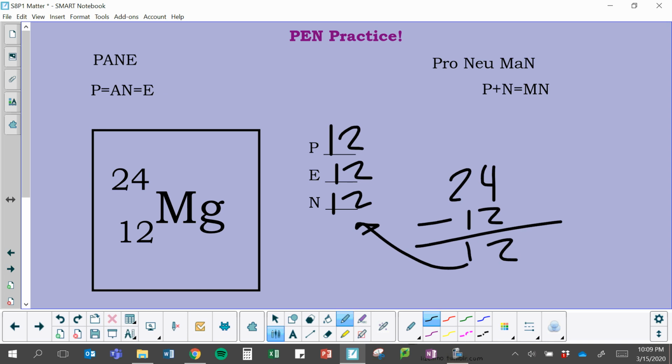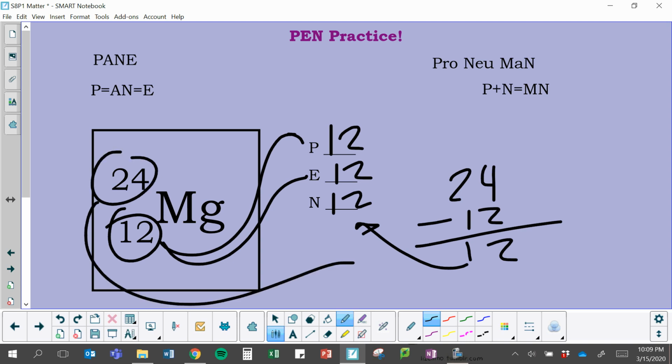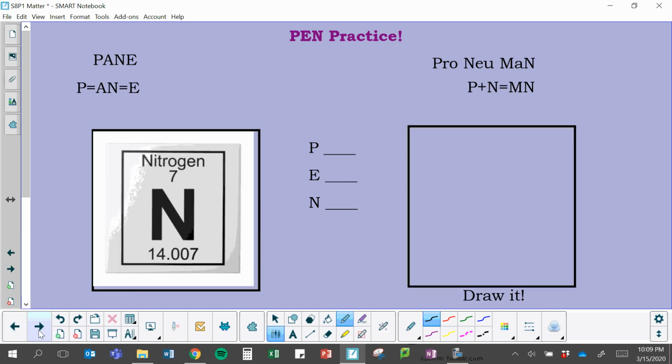Okay, so we're going to have 12. We use our smaller number again for our protons, and that's going to equal our electrons. And then for our neutrons, we will do 24 minus 12 from our protons to get us 12 neutrons. Okay, so this time, try to draw it when you're done for nitrogen.